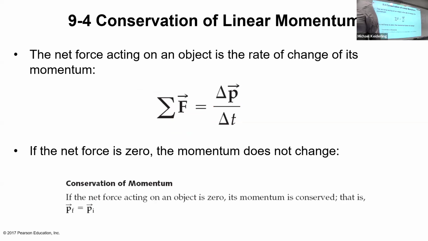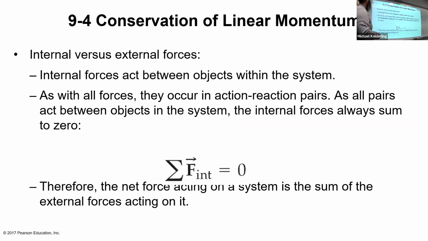Now, because of this fact, that the impulse on two objects interacting is the same, this leads to conservation of momentum. The net force acting on an object is the rate of change of its momentum. If the net force is 0, the momentum doesn't change. So if the net force acting on an object is 0, its momentum is conserved. Momentum final equals momentum initial. This works for a system. If the net external force on a system is 0, momentum of the system is conserved.